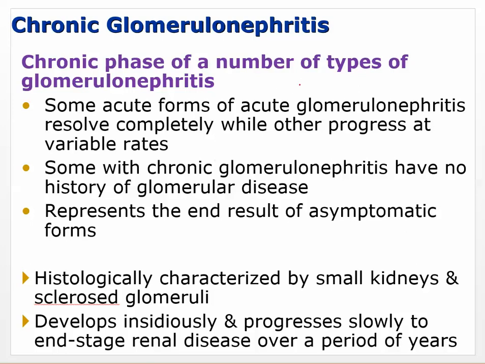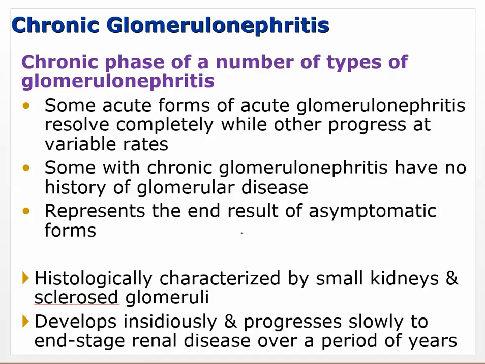So chronic, if it can't go away. Okay, so same kind of deal. Chronic phase of a number of types of glomerulonephritis: some acute forms resolve completely, so sometimes it can go away, while others progress at variable rates, and that's when it's referred to as chronic, when it cannot go away and continues to progress. Some people have no history of any other glomerular diseases, and it just forms and then remains chronic. And it really represents the end result of asymptomatic forms.